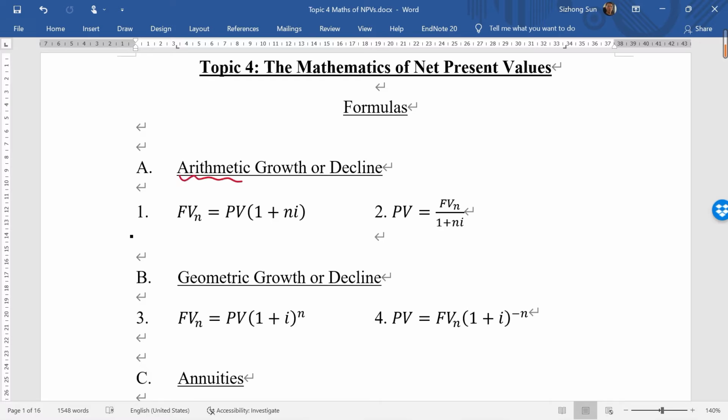arithmetic growth versus or decline versus geometric growth or decline. Okay, let's look at this in terms of investment. Suppose I have $1 in hand.